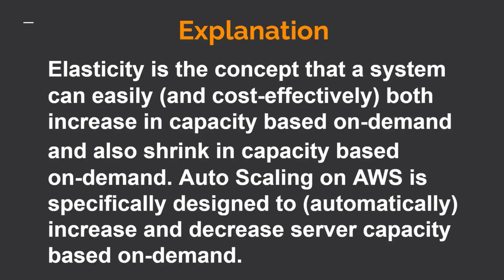Explanation. Elasticity is the concept that a system can easily and cost-effectively both increase in capacity based on demand and also shrink in capacity based on demand. Auto-scaling on AWS is specifically designed to automatically increase and decrease server capacity based on demand.